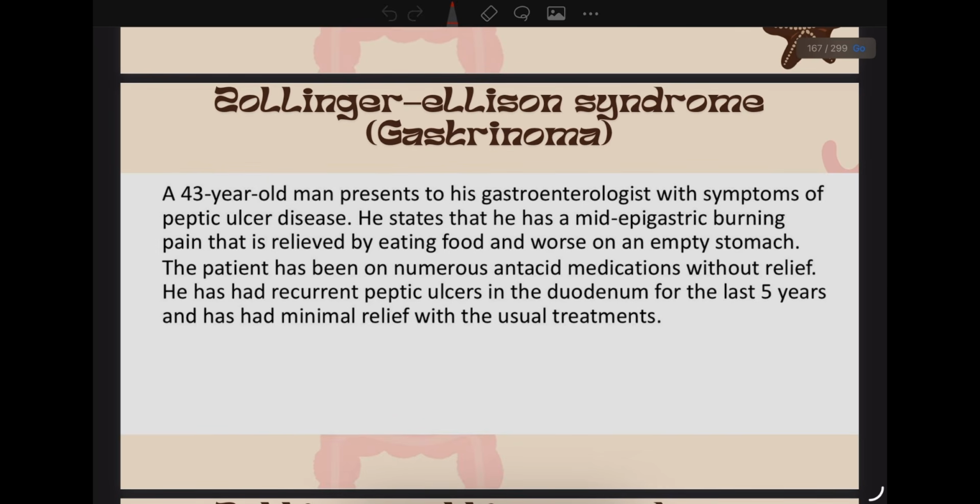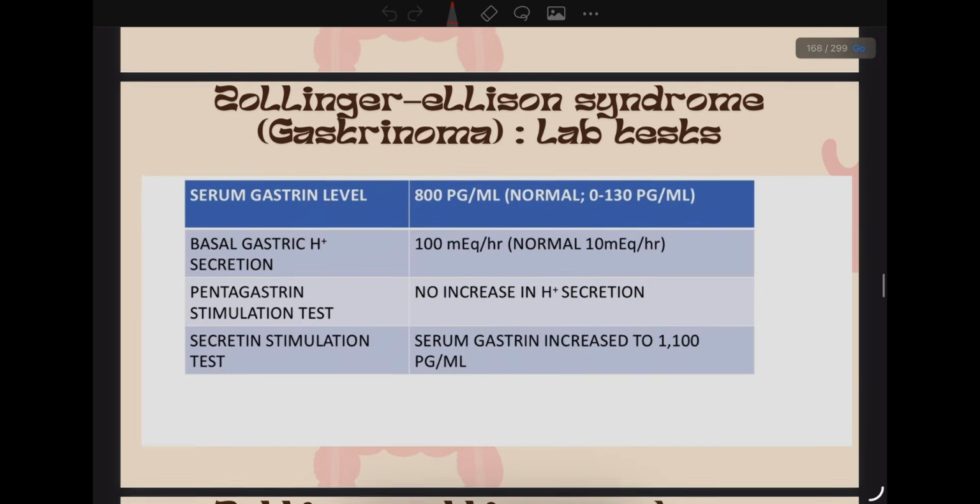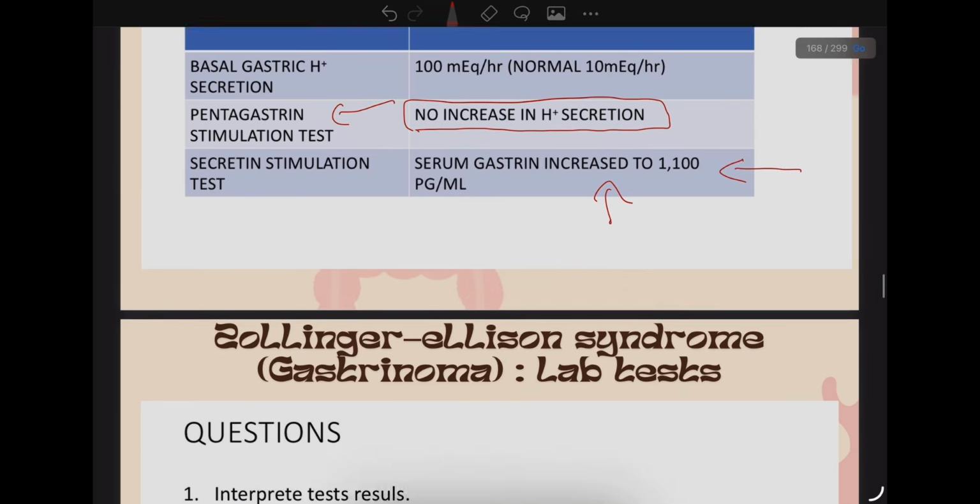Now for Zollinger-Ellison syndrome, we have talked about it in P2, but I also want to again notify you about the secretin stimulation test. The point is that secretin usually decreases gastrin secretion, but here in gastrinoma, for some weird reason, it increases it instead of decreasing. So you'll find that gastrin is increased. Also, if you give synthetic gastrin, you will see no H+ increase. Why? Because it's already at the maximum.